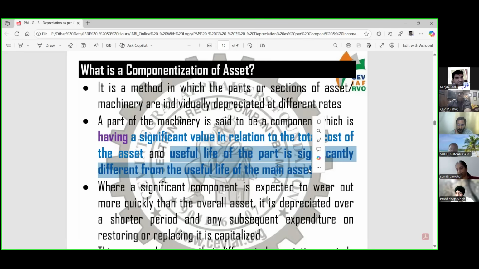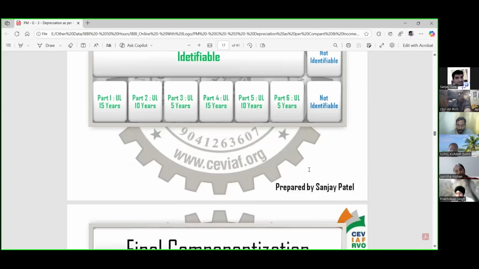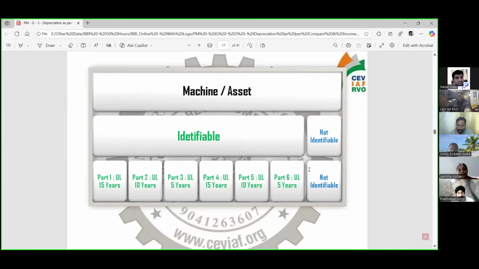One, based on the cost. Second, based on the difference, deviation in the useful life, you have to make the componentization of the asset. Okay. Let's try to understand this, what they suggest. Suppose there is one asset or machine. Out of this, some of the parts are identified. तो ये part identify हो सकते हैं जिसकी cost हमें मिल सकती है, and some of the parts are not identified, जिसकी cost हमको find या identify नहीं कर सकते.